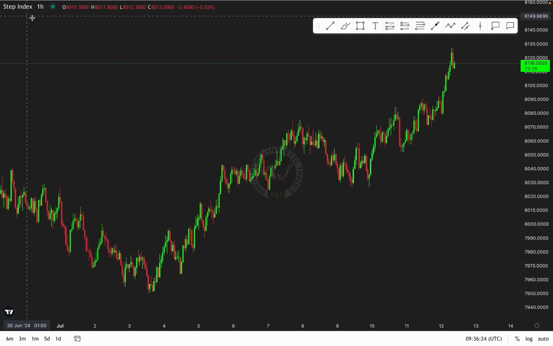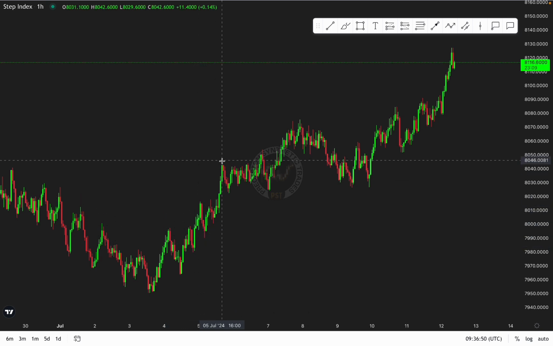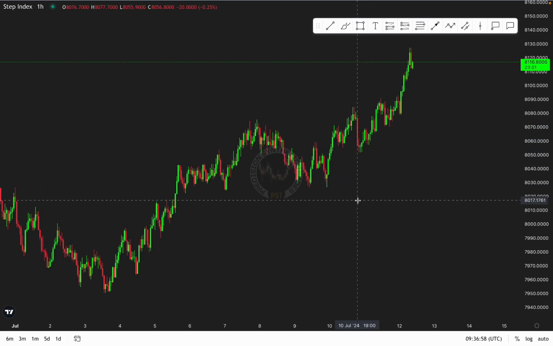So we are currently on the step index on the 1 hour. As you can see on the 1 hour, we are currently in an uptrend. The reason why we are in an uptrend, according to market structure, is that we were creating lower lows, lower highs, then a market structure shift, and then we started creating higher lows, higher highs, higher lows, higher highs, higher lows, higher highs, higher lows, higher highs. So for me, this is going to be a continuation trend. So we are currently in an uptrend.